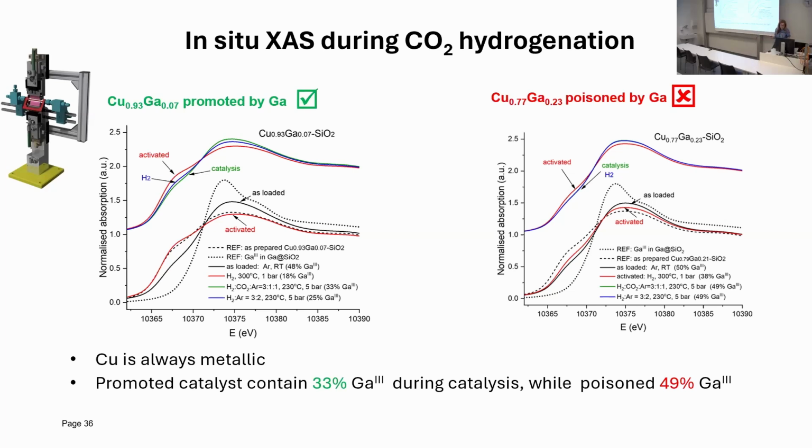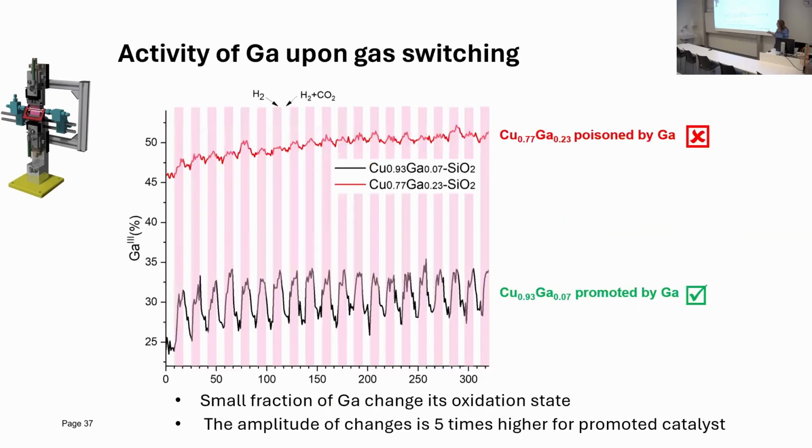Basically, we could see that the redox activity of gallium was changing. We also did a transient experiment where, on purpose, we were periodically removing CO2 and leaving the system in hydrogen to pick it up even better. The less active catalyst contained more cationic gallium, but was also less redox active, and the more active catalyst was more redox active. So this is what we could see with XAS.